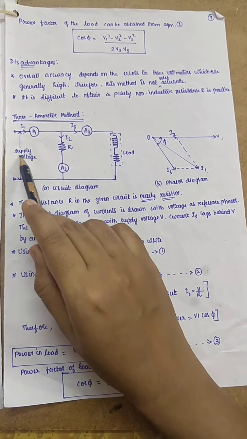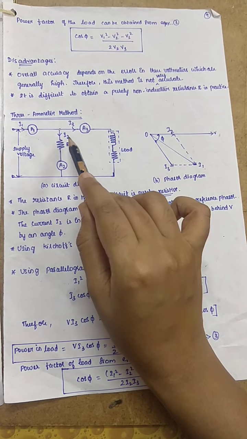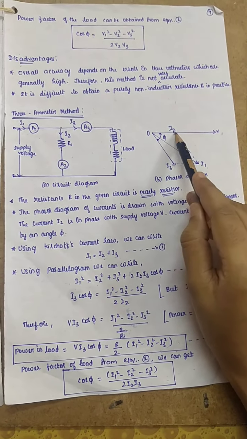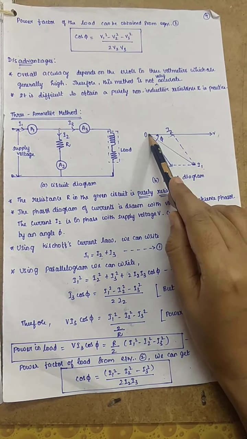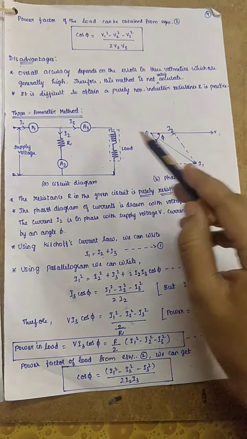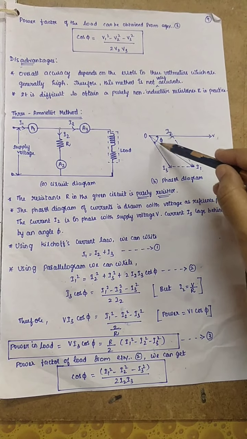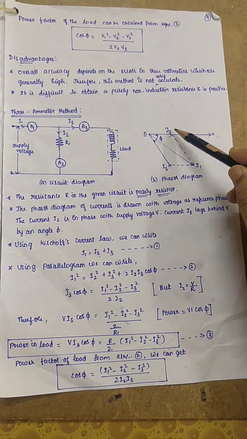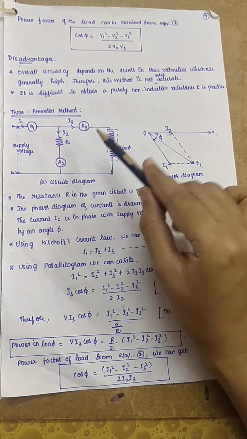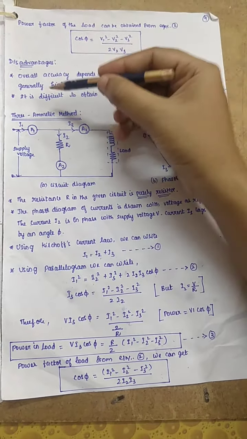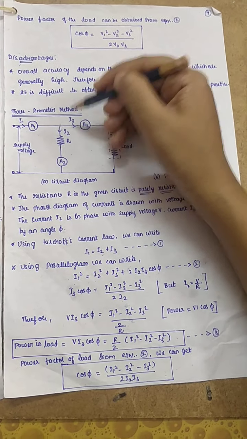Here the current across the resistance is given. Since in a resistance voltage and current are in phase with each other, I draw current I2 here, and now we want the resultant current, that is I1. I draw the resultant vector, dot the lines and join them, forming a parallelogram. Here also, by Kirchhoff's current law, the incoming current is equal to the outgoing current at this node. The incoming current is I1 and the outgoing current is I2 plus I3.